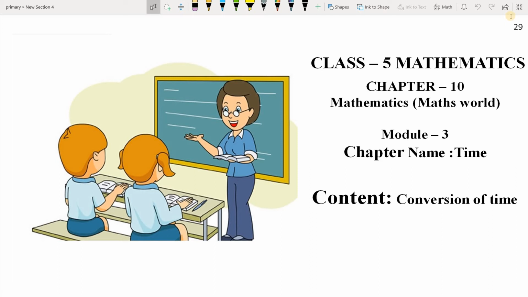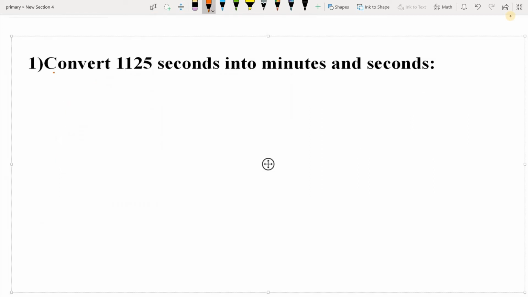Students, in previous video, we have learned about conversion of time. Now, today we will go forward for the same content. So, let us start. Question number 1. Convert 1125 seconds into minutes and seconds.